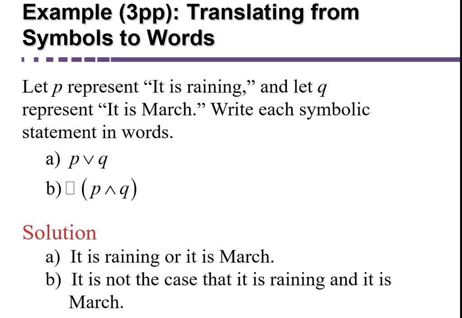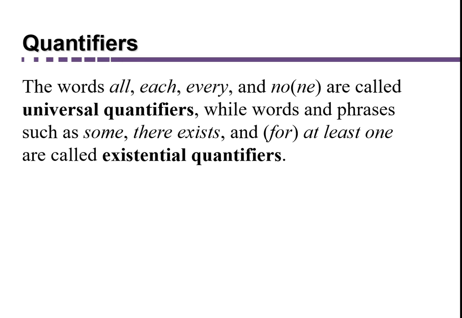And there we go. Now, we also want to build up vocabulary by looking at what we call quantifiers. Words like all, each, every, no or none are called universal quantifiers, quantity. That should be written up in your notes.